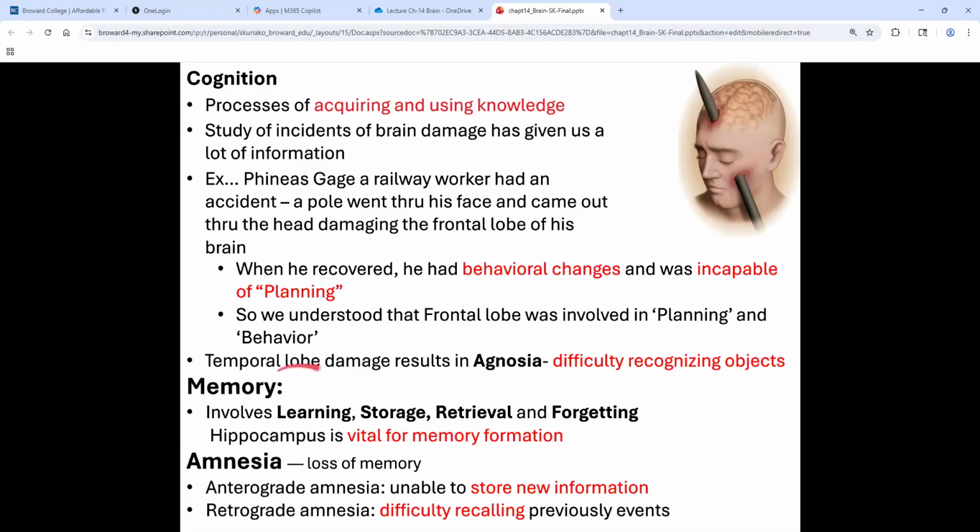If you have a damage of the temporal lobe, which is on the side here, then you will have difficulty recognizing objects, and that's called agnosia.